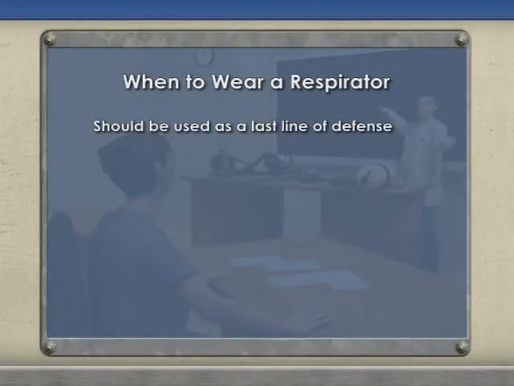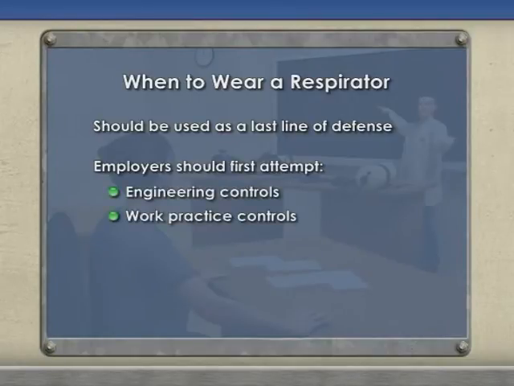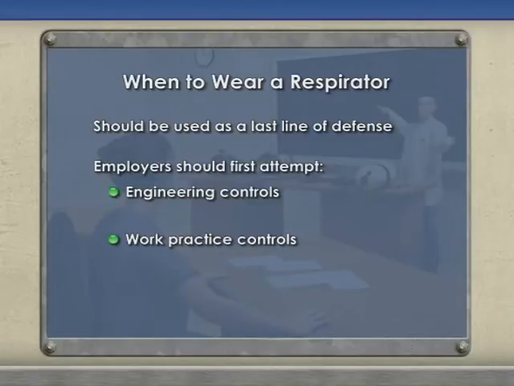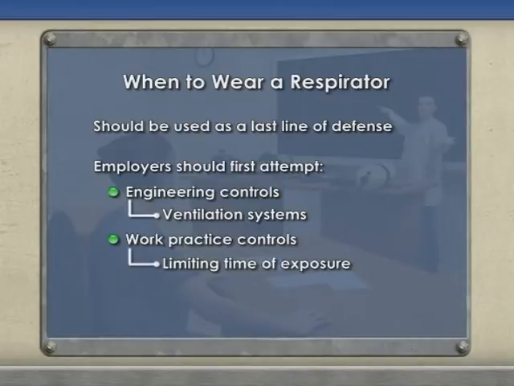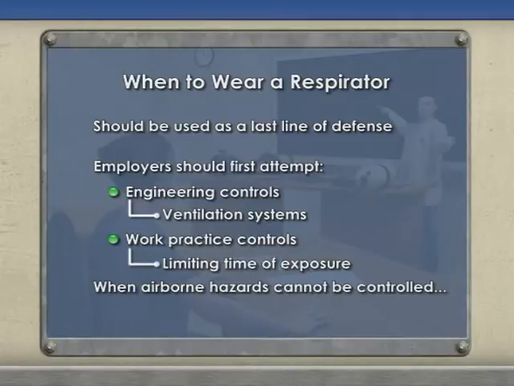Respirators should be used only as a last line of defense against atmospheric hazards in the workplace. Employers should always first attempt to remove or control any airborne hazard through engineering or work practice control measures. An example of an engineering control is the use of ventilation systems in the workplace to remove particulates from the air. An example of a work practice control is limiting the amount of time a miner works in an area that has airborne hazards. When airborne hazards cannot be controlled through engineering or work practice controls, workers should wear a respirator. Employers should explain to their workers when it is necessary to use a respirator on the job.